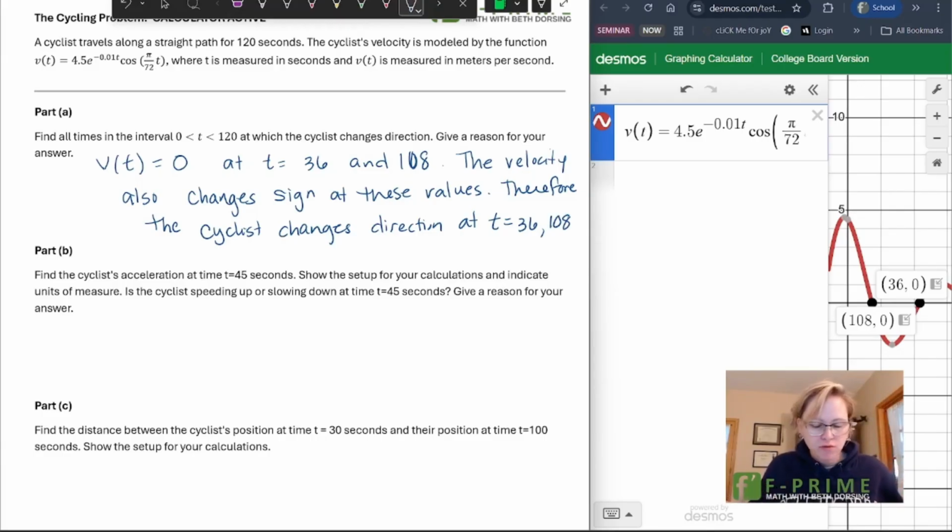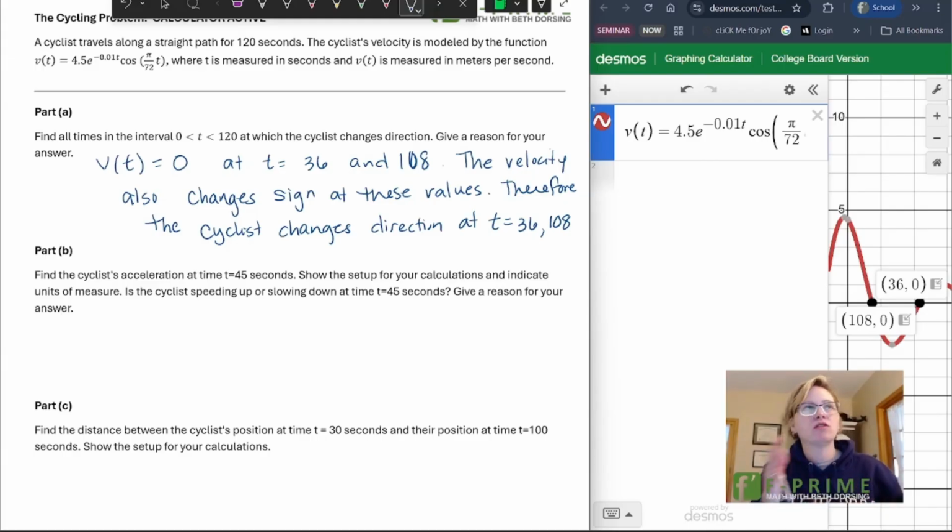Now, if you look at the rubric, it will tell you that this is worth 2 points. You get a point for identifying 36 and 108, and then you get a point for saying why you know that those are the places where we change. So just simply saying they're x-intercepts is not enough. You need to say that the velocity is 0. So we want to always be referring to the problem and the equations in the problem.